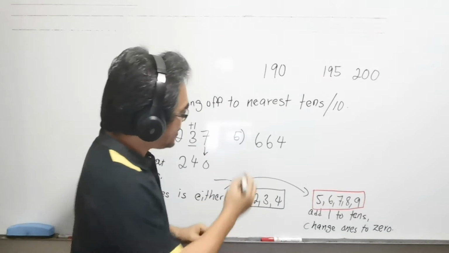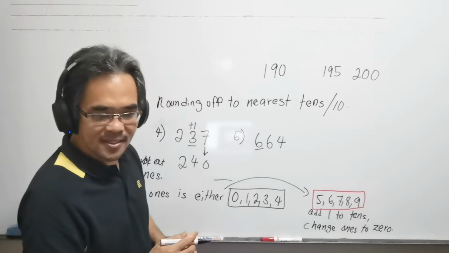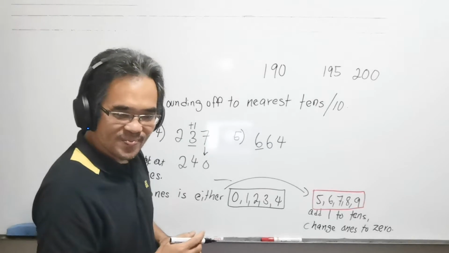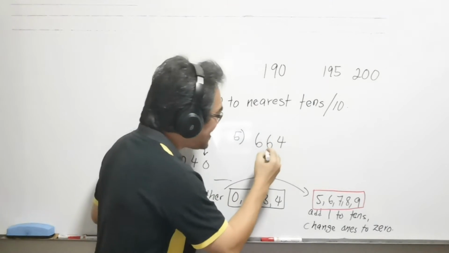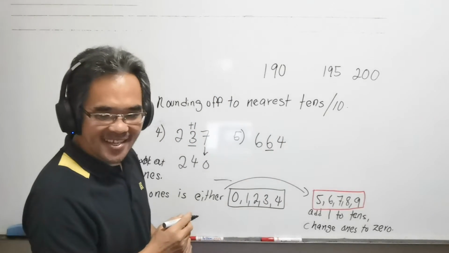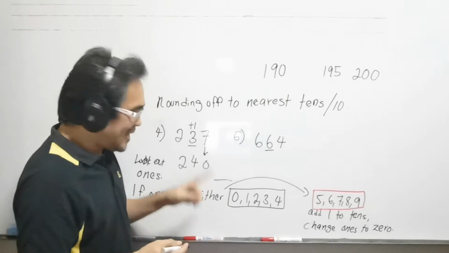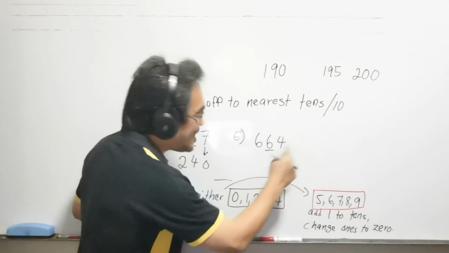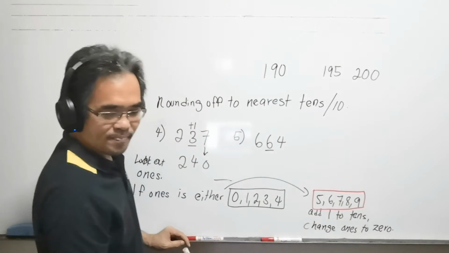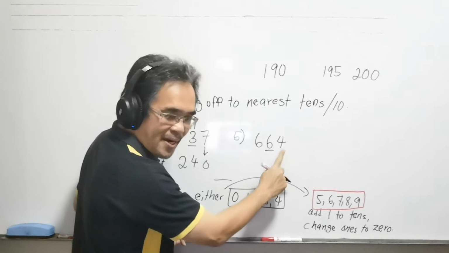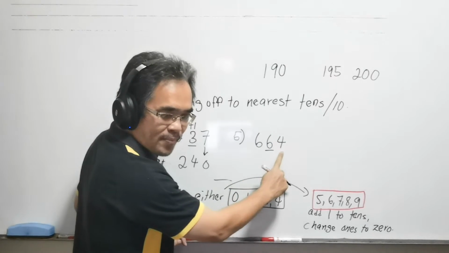6. This one, right? No. No? Yes, correct. So what we do next, look at the number on the right of it. So the number is 4.